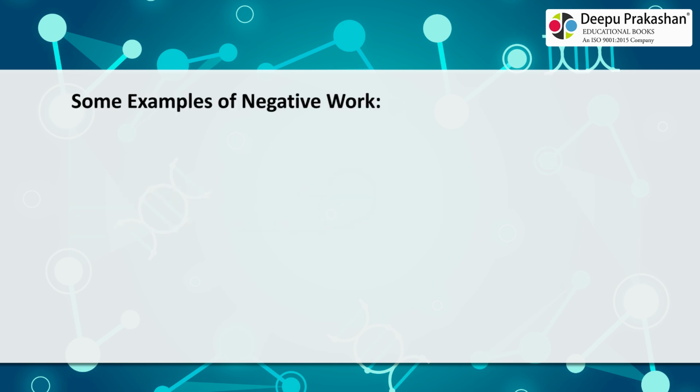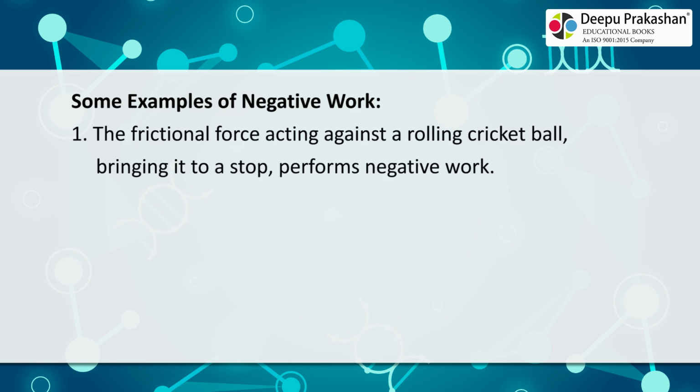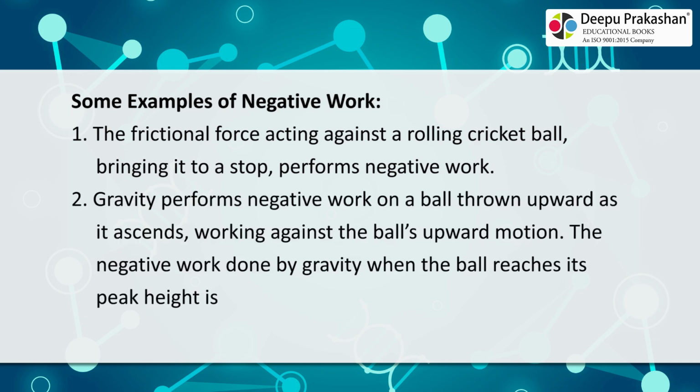Some examples of negative work. 1. The frictional force acting against a rolling cricket ball, bringing it to a stop, performs negative work. 2. Gravity performs negative work on a ball thrown upward as it ascends, working against the ball's upward motion. The negative work done by gravity when the ball reaches its peak height is W is equal to minus mgh.